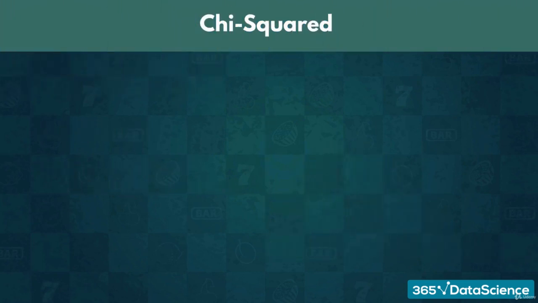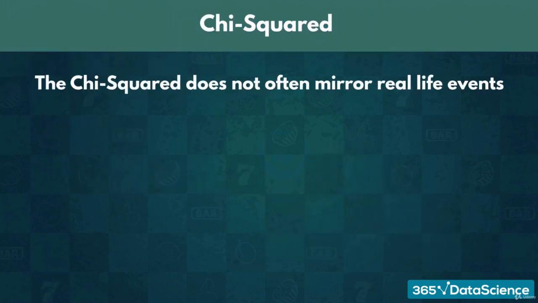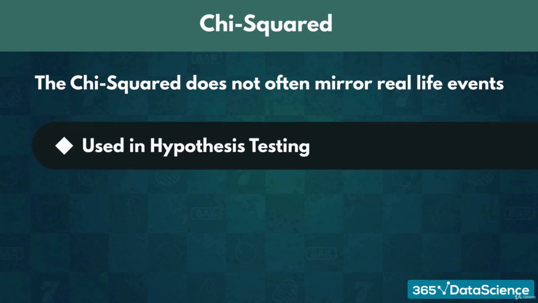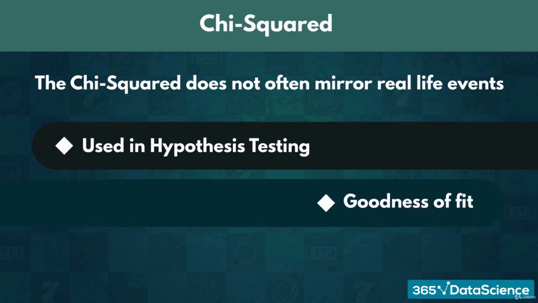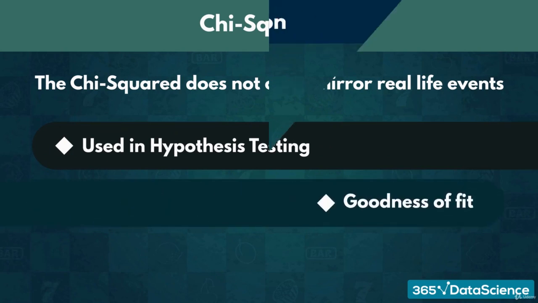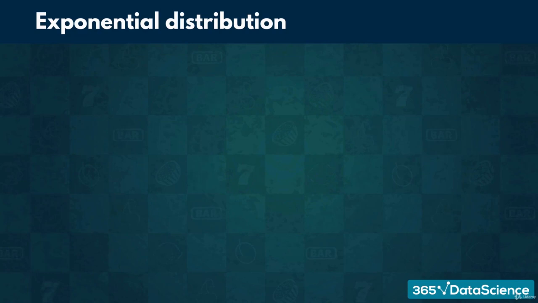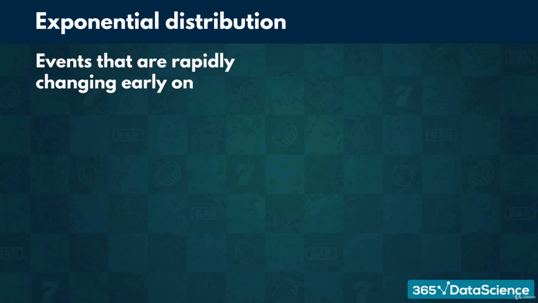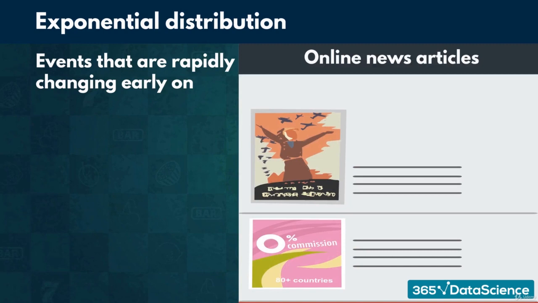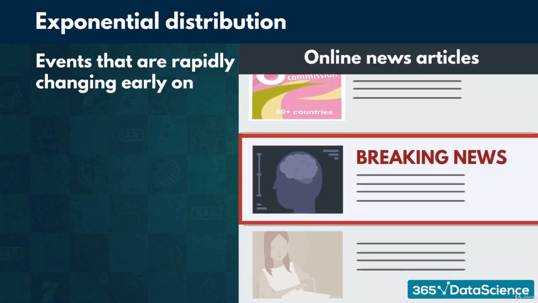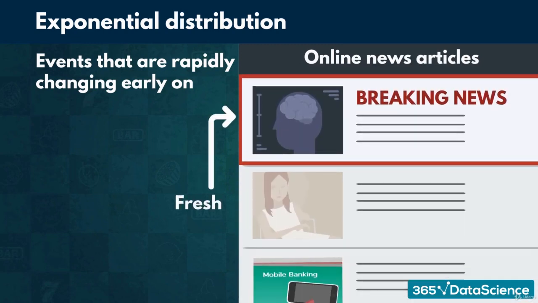Unlike the previous two distributions, the chi-squared does not often mirror real-life events. However, it is often used in hypothesis testing to help determine goodness of fit. The next distribution on our list is the exponential distribution. The exponential distribution is usually present when we are dealing with events that are rapidly changing early on. An easy-to-understand example is how online news articles generate hits. They get most of their clicks when the topic is still fresh. The more time passes, the more irrelevant it becomes and interest dies off.